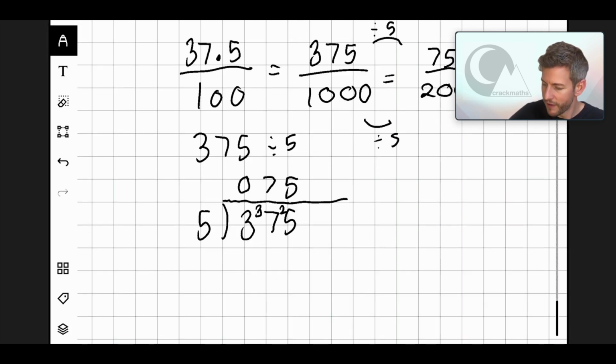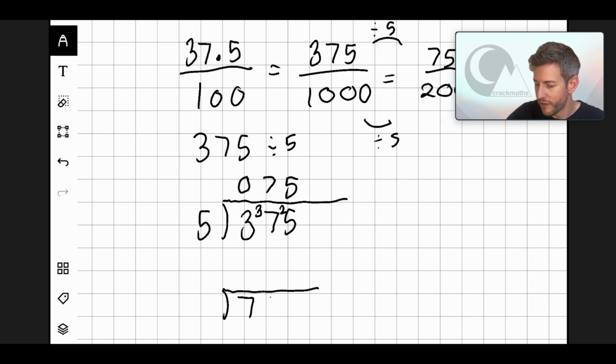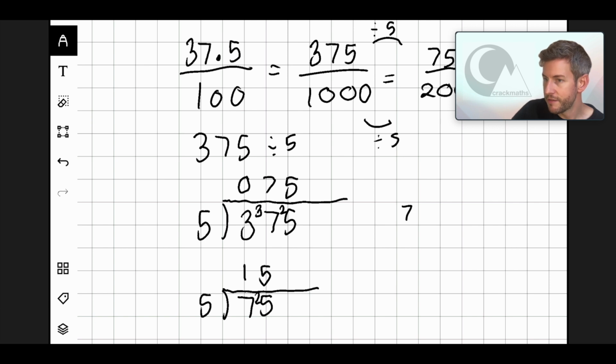So 75 divided by 5. Remember, 75 is the starting number, 5 is the divisor. So we go 5s into 7 goes once with a remainder of 2, which is 25 here. And then 5s into 25 is 5. So now we have 75 over 200 equals 15 over something else.